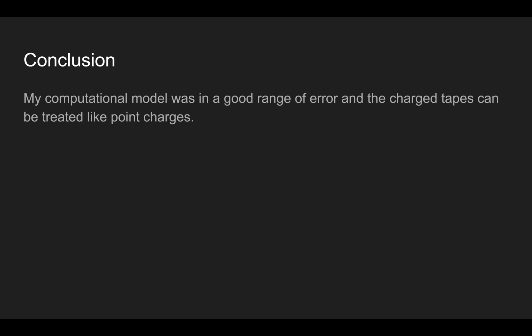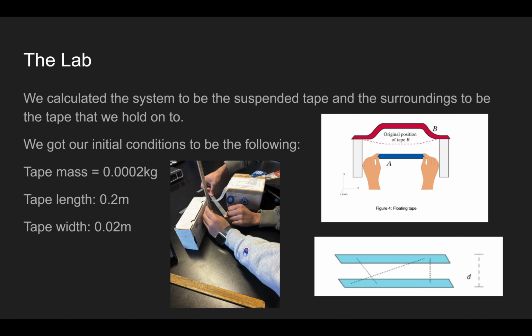So let me draw out some conclusions, and then I want to go back to some of the things. In conclusion, my computational model was in a good range of error. The charge tape can be treated like point charges. And once again, in the lab, we took many test runs until we were satisfied with the results, and we went through many iterations.